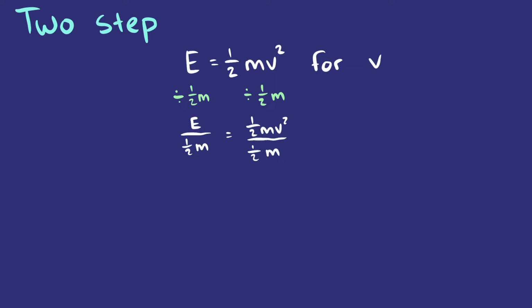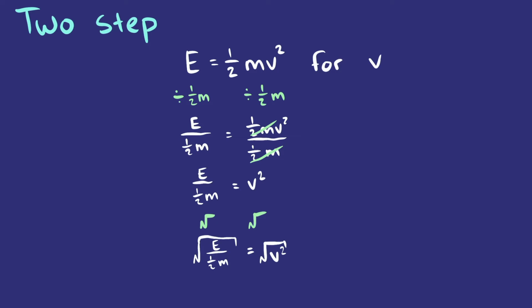Half m over half m is 1, meaning that these terms effectively cancel, leaving us with e over half m equals v squared. Our next step is to square root both sides to get rid of the square. The square and the square root effectively cancel, and that leaves us with v equals the square root of e over half m. This can also be written as the square root of 2e over m.